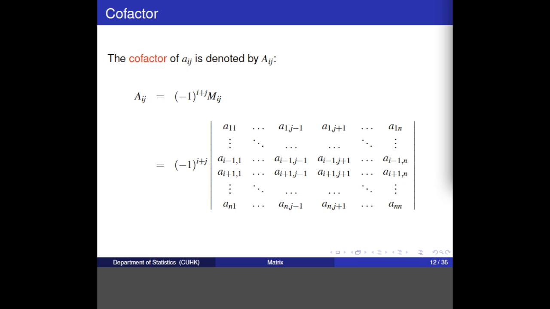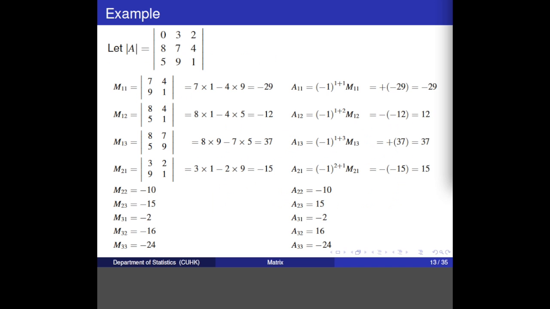The cofactor of Aij is denoted by this symbol. The cofactor is equal to -1 to power i plus j times minor Mij. Here is the cofactor of Aij. Here is an example. We find the minor of the element on first row and first column.